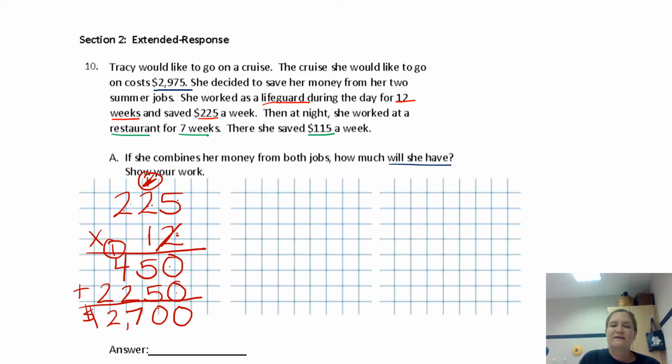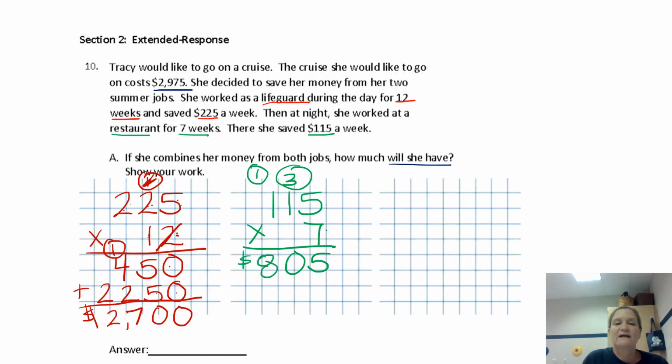Now for the restaurant job. She worked for 7 weeks and earned $115 a week. So we're going to multiply 115 times 7. 7 times 5 is 35. Carry the 3. 7 times 1 is 7, plus 3 is 10, carry the 1. 7 times 1 is 7, plus 1 is 8. So she earned $805. Now it's time to add both of those together to see how much she has in all.